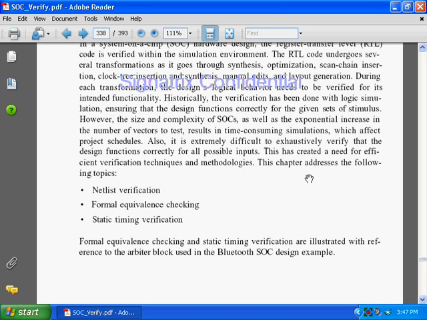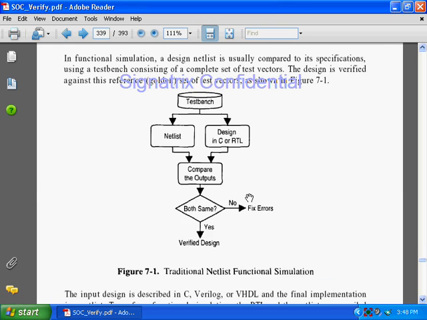So they are taking an arbiter as an example, and they are performing equivalence checking and static timing verification on that. We have seen that right from the beginning we are taking the Bluetooth SOC as an example, and in the Bluetooth SOC we have an arbiter. From that we'll see how they perform equivalence checking and static timing verification. So first is netlist verification.